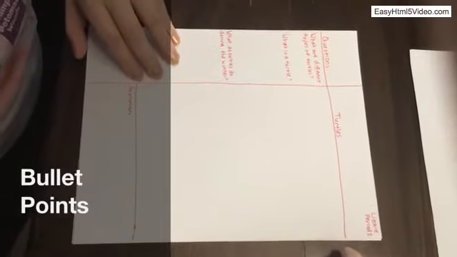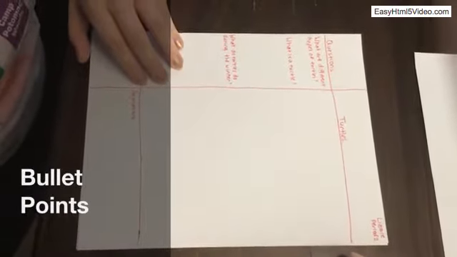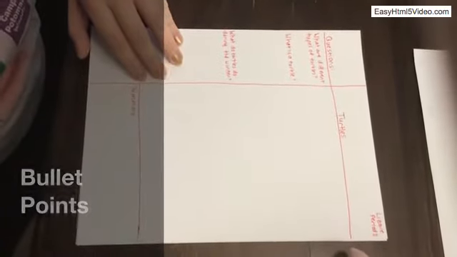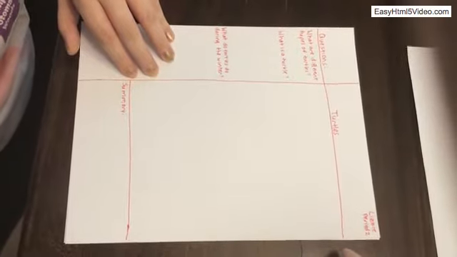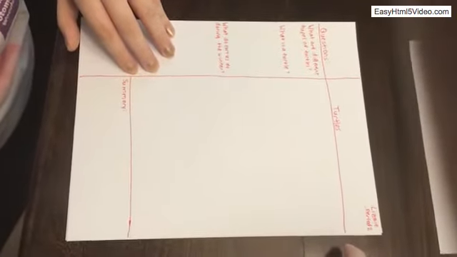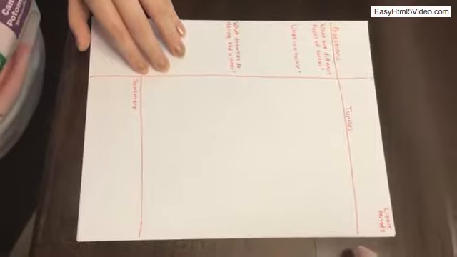Hello! Today we're going to be teaching you guys about how to make bullet points. And for this example, we're using a Cornell Notes format, just so you guys get familiar with seeing those two things together. Because a lot of times in middle school, your teachers are going to ask you to use bullet points in your Cornell Notes.